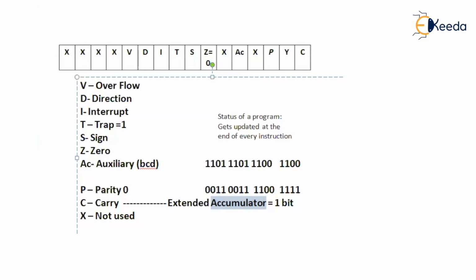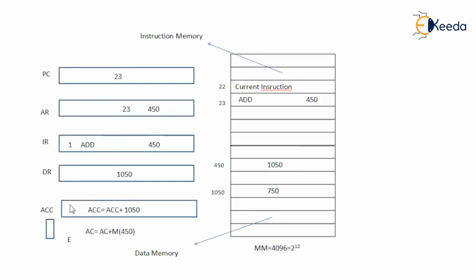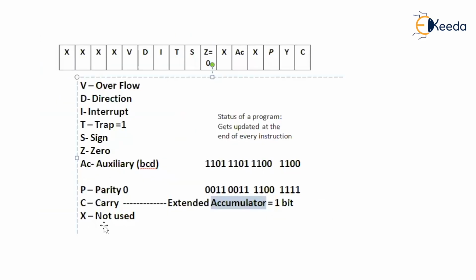At the end of each and every operation, what is getting updated? The accumulator. If I'm executing ADD 450, it means addition is going to be performed between memory location 450 and the accumulator. Finally, where is it getting stored? It is getting stored in the accumulator only. For that reason, we need to support the accumulator with one more additional register, which is a 1-bit register, the extended accumulator. Of course, the remaining are not used.